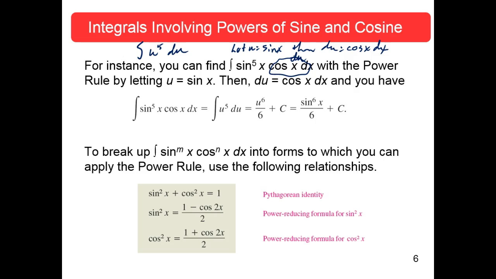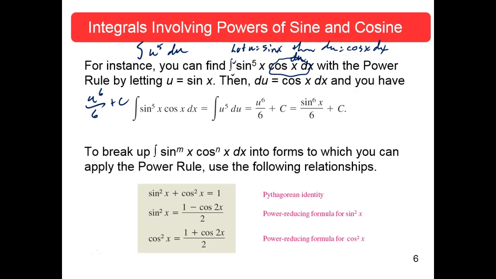And guess how you can do that one? The power rule. That's exactly a power rule problem. What's the antiderivative of u to the fifth du? u to the 6 over 6. Don't forget this is an indefinite integral. Plus c. You always have to have a plus c with an indefinite integral.